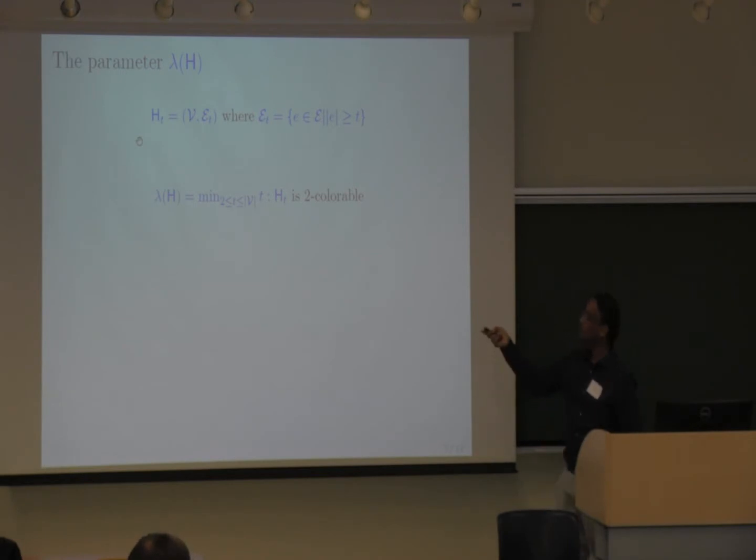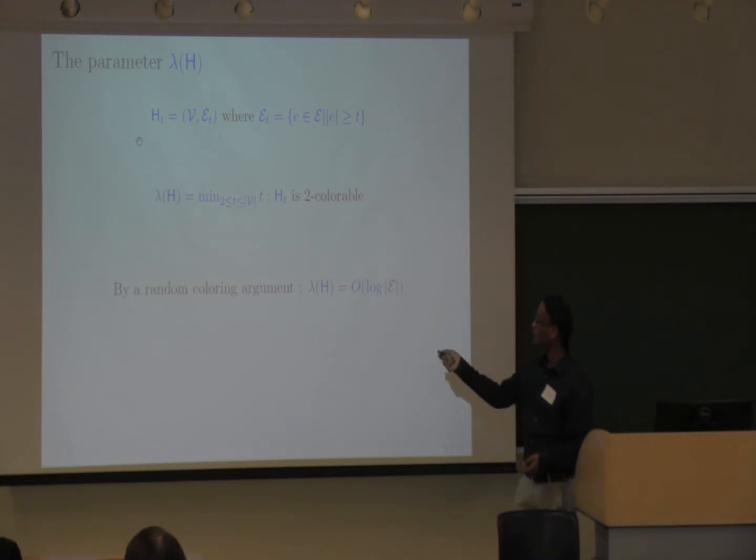And clearly, if you fix t equal to the size of the vertex set, you have only one edge, and therefore such a hypergraph is two-colored. So there exists such a minimum t. And one can observe by a random coloring argument entirely similar to the one by Erdos that in fact lambda edge is always bounded by the logarithm of the number of edges.